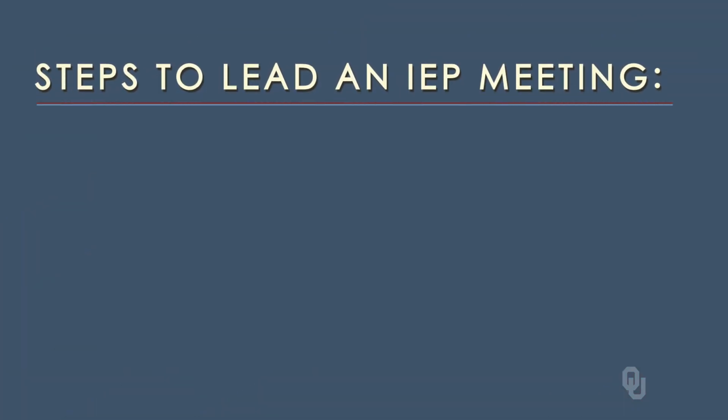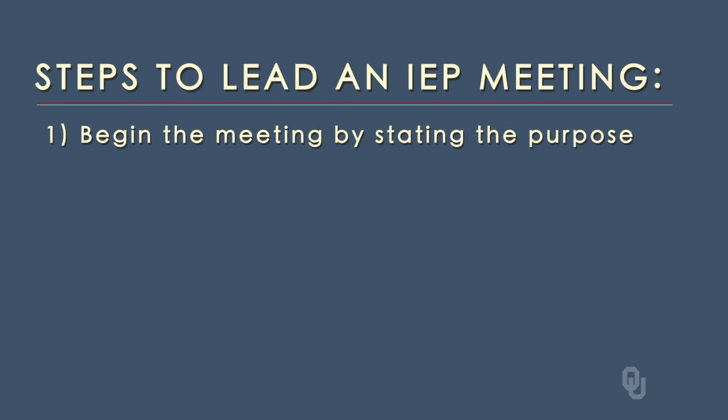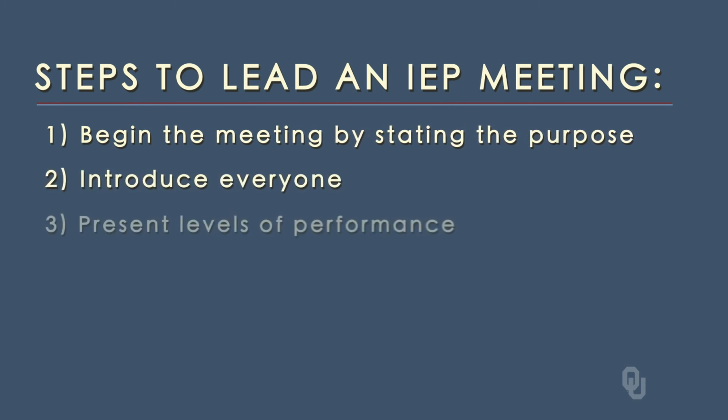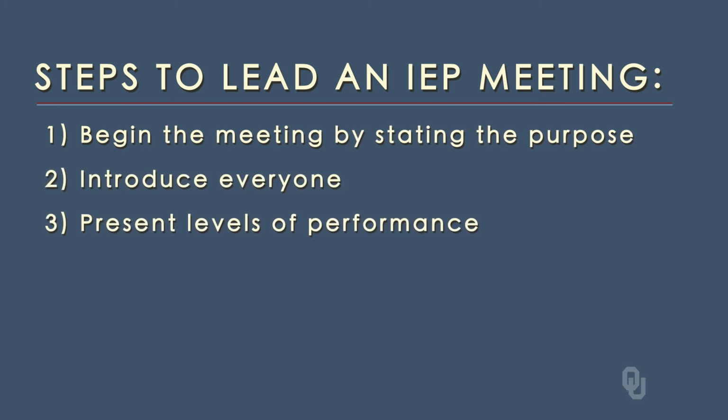So these are the steps to lead an IEP meeting. Begin the meeting by stating the purpose, introduce everyone, go over your present levels of performance. This means how you're doing in class. Your accommodations, this means the extra help that you get.